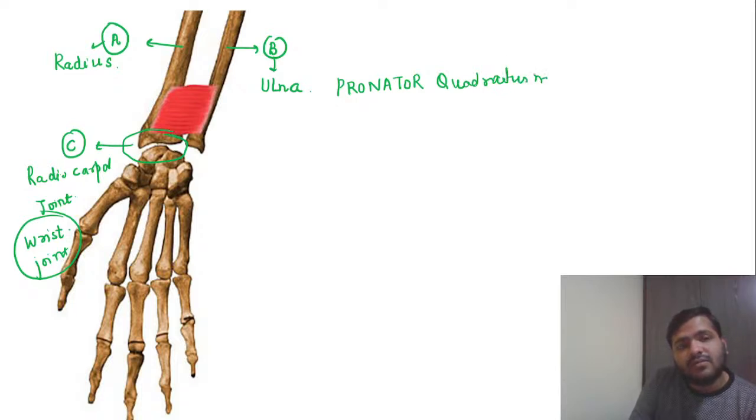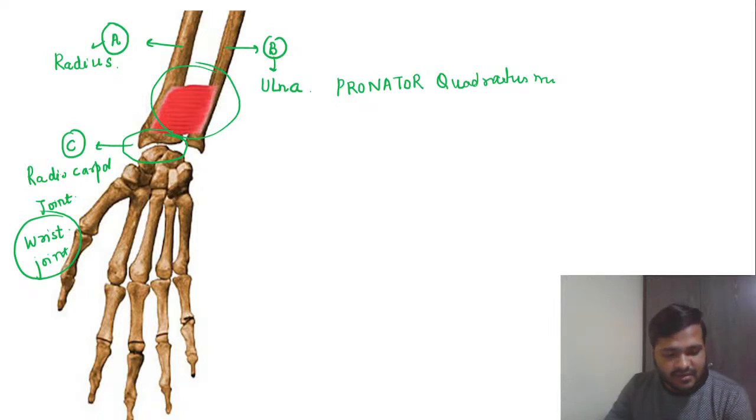Quadratus muscle. This muscle is covering the lower portions of the radius and ulna, and one can see that the shape of this muscle is quadratus.